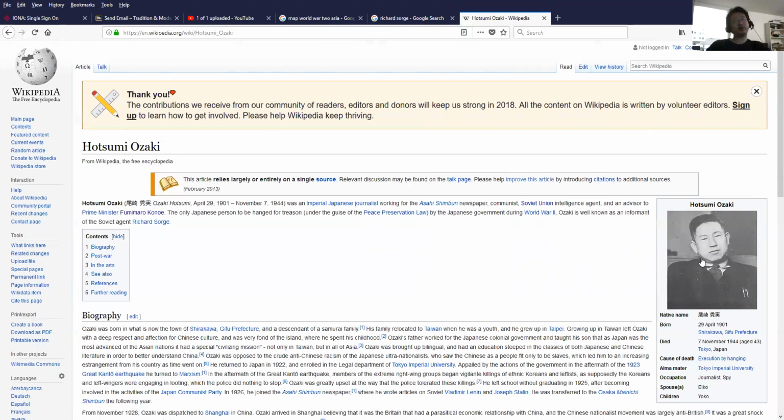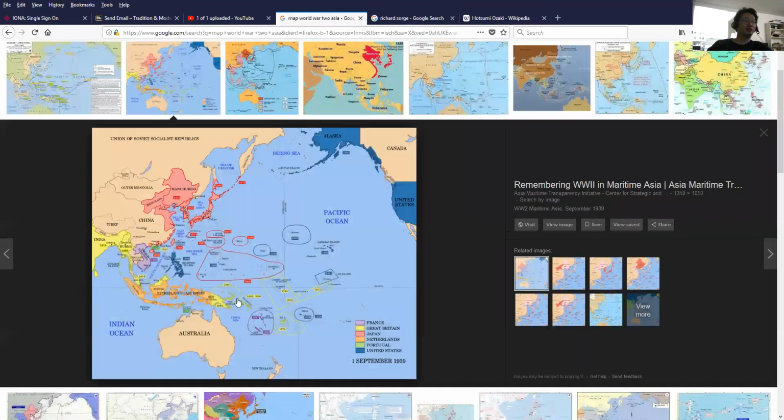And Ozaki Hotsumi was the advisor to the Prime Minister of Japan at the time. And Ozaki Hotsumi had managed to convince the Prime Minister of Japan, and not that hard really, that Japan should go to Southeast Asia, knowing full well that this would ultimately lead to war against the United States. And in the short run, it would mean that Japanese troops in China and Manchuria would not go to Russia. So Richard Zorge then sends that information to Russia.